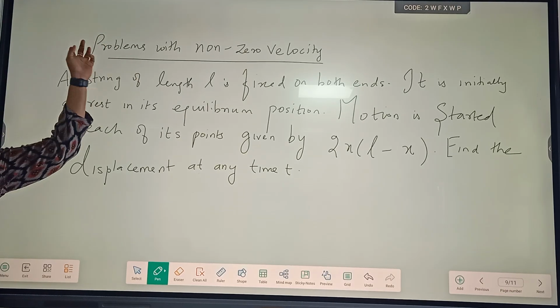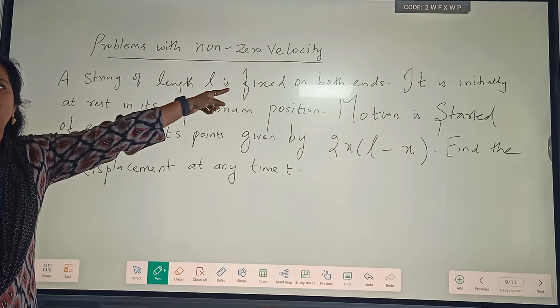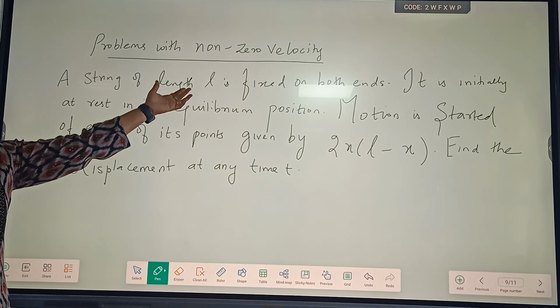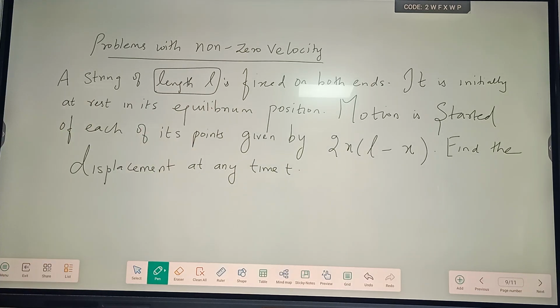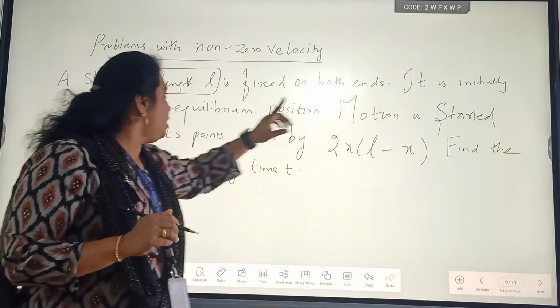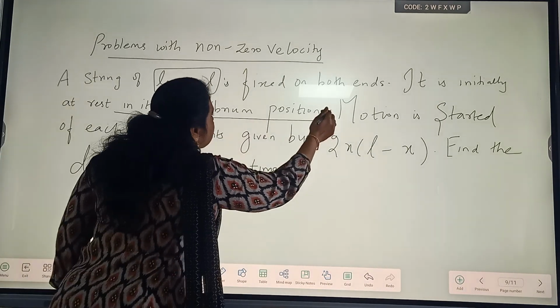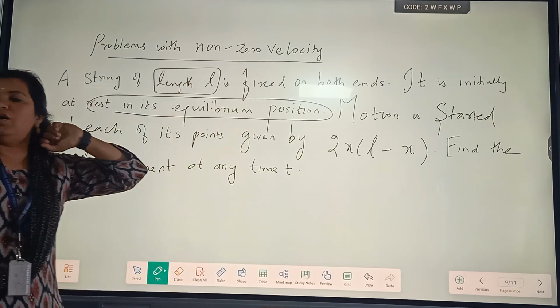The problem: how will you identify non-zero initial velocity? Read the problem now. A string of length L is fixed on both ends. So now all of you will be clear that the length is L, as clearly given in the problem. But it is initially at rest in its equilibrium position. So the equilibrium position is given in the problem, and this question comes under non-zero velocity.